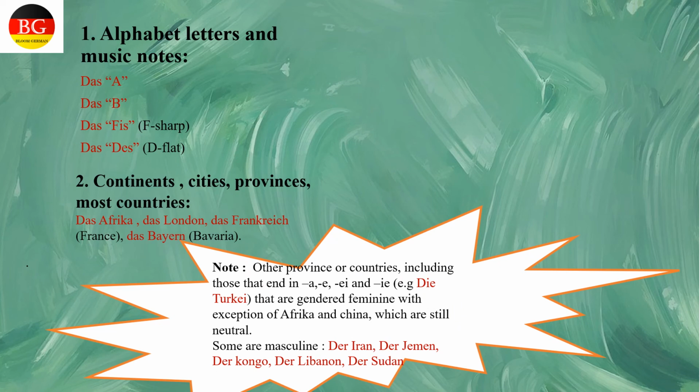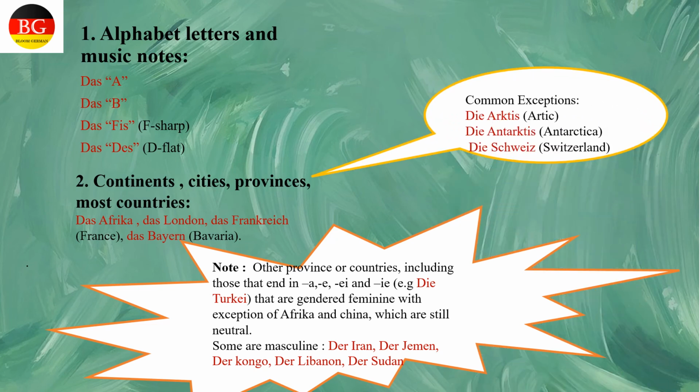Note: other provinces or countries, including those that end in -a, -i, -e, that is die Türkei, are gendered feminine, with the exception of Africa and China, which are still neutral. Some are masculine, der Iran, der Jemen, der Kongo, der Libanon, der Sudan. Some common exceptions are die Arktis, die Antarktis, die Schweiz.